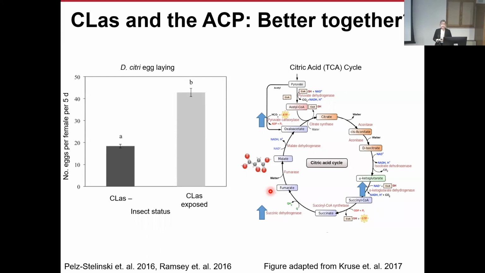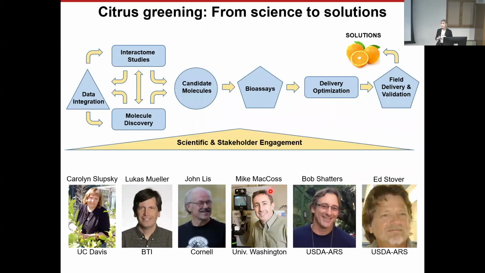And I entered into Michelle's lab as part of a really interdisciplinary grant project. And the goal of this was to go from science to solutions for treating citrus greening disease. And we would do this by taking basic biology and more quickly translating it into field solutions that can be available to growers. So this begins on the basic biology side by doing interactome studies of the relationship between the psyllid and the bacterium. And we did this in collaboration with Carolyn Slipsky and Michael McCoss.